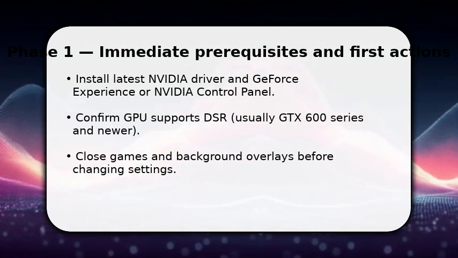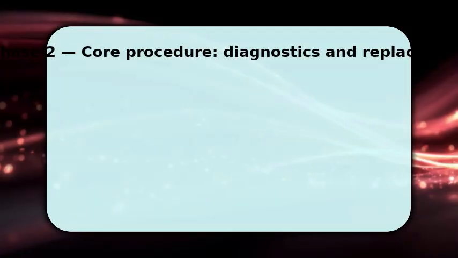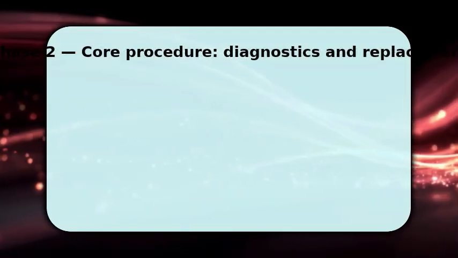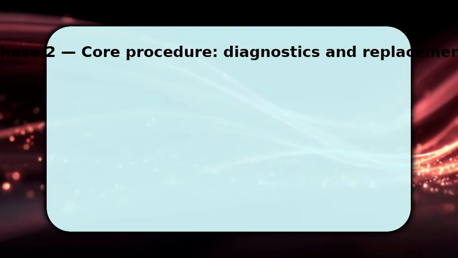Once you enable factors, you tune DSR smoothness. Think of it as a sharpening slider. Set lower for crisper detail, higher to reduce aliasing. Start around 20%, 30%, and iterate.